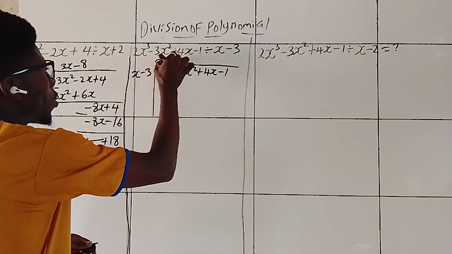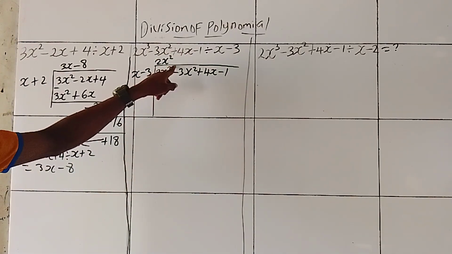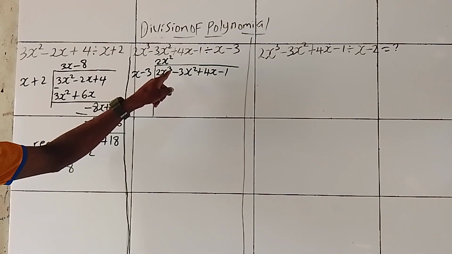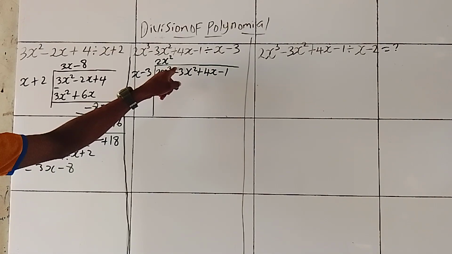So now all we need to do at this point is to use the first term of our divisor to divide this. So now 2x cubed divided by x, we are going to be left with what? 2x squared. Now all we just need to do is, here x is raised to the power of 3, indices, lots of indices.